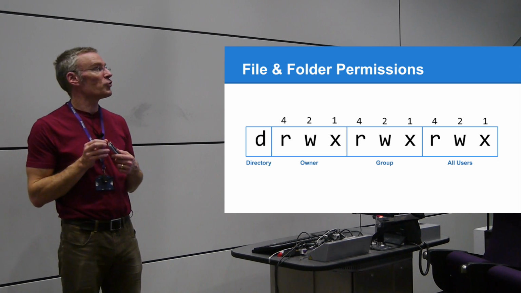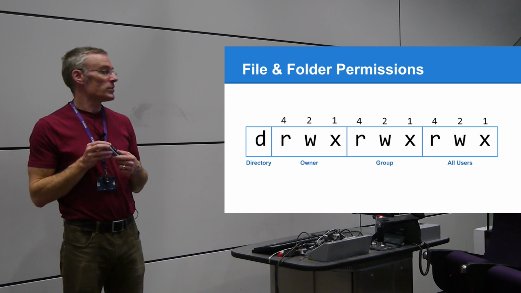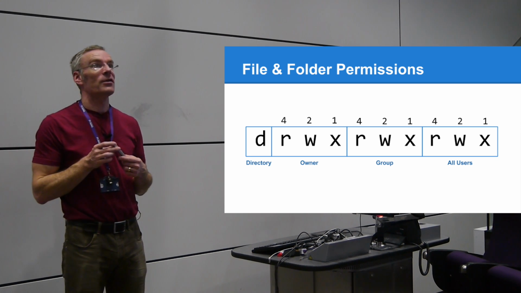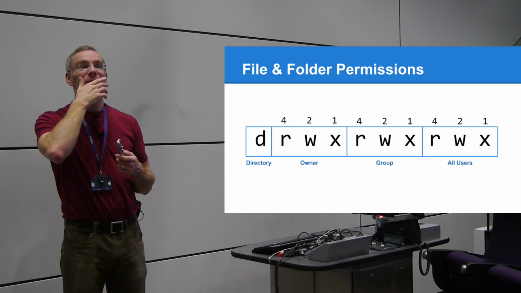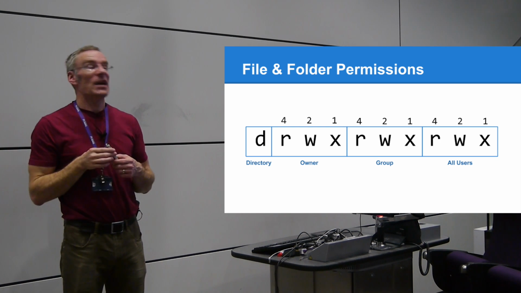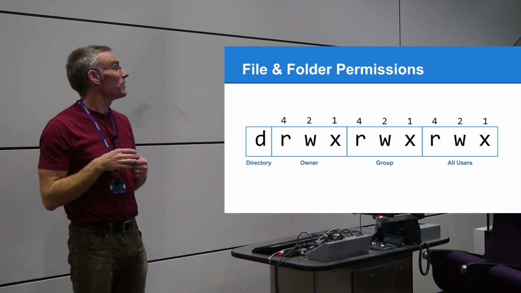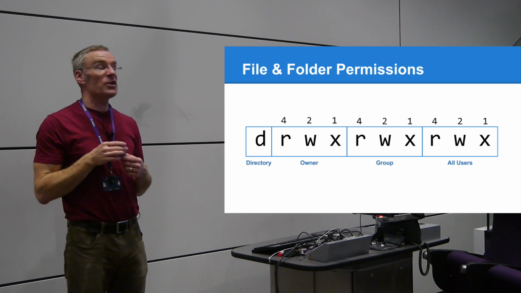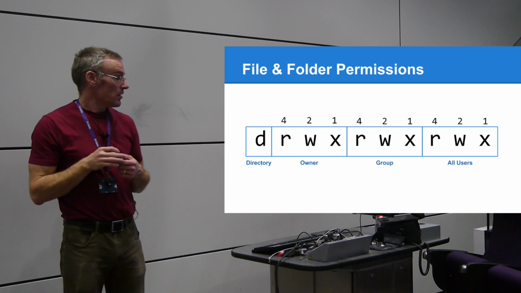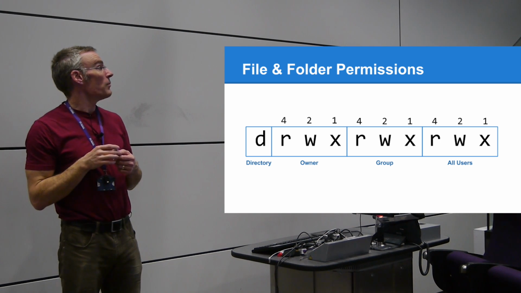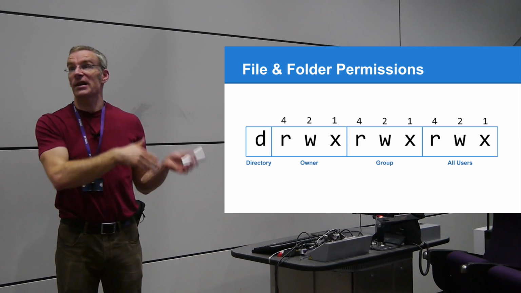Anyone figure out why it's called 777? I'll put some very small clues along the top edge. Yeah, it's binary. Every 3, imagine that's a binary number, 1s and 0s. If it's a dash, it's a 0. If it's not, it's a 1. 4 is read, 2 is write, and 1 is execute. So 7 means you've got read, write, and execute permissions.